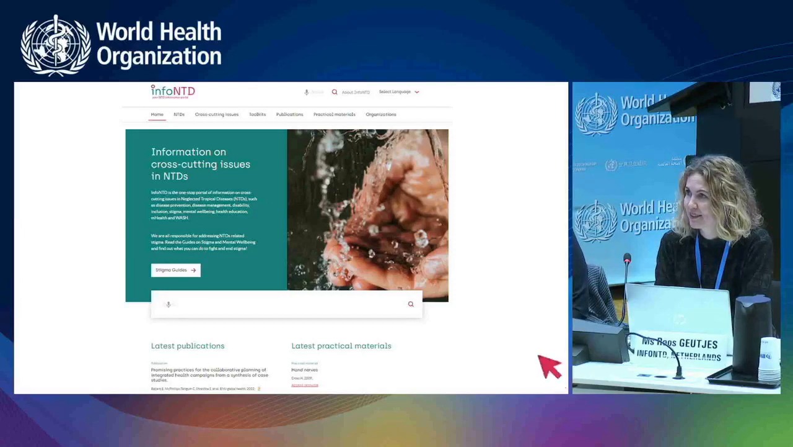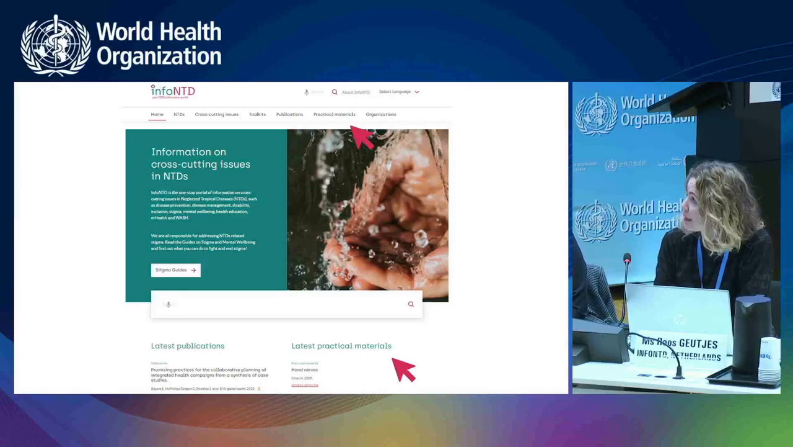Next also. Yes, and next please. Using the outcome of the survey, we have developed a new functionality. As you can see, an extra menu has been added on top. It's practical materials, and also at the bottom, at the home page, you will find the latest practical materials. So we now enable easy access also to practical materials, such as training guides, online courses, podcasts, apps, and more.